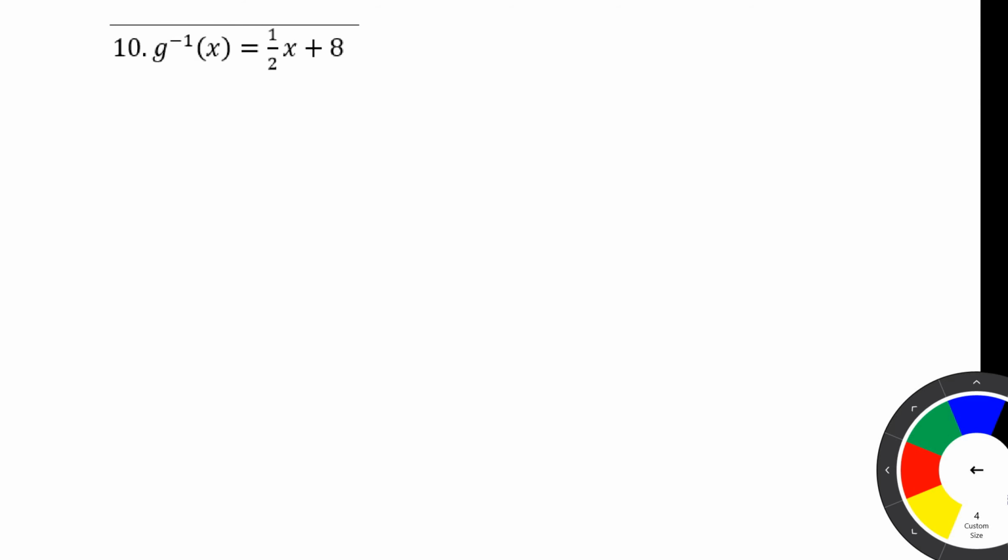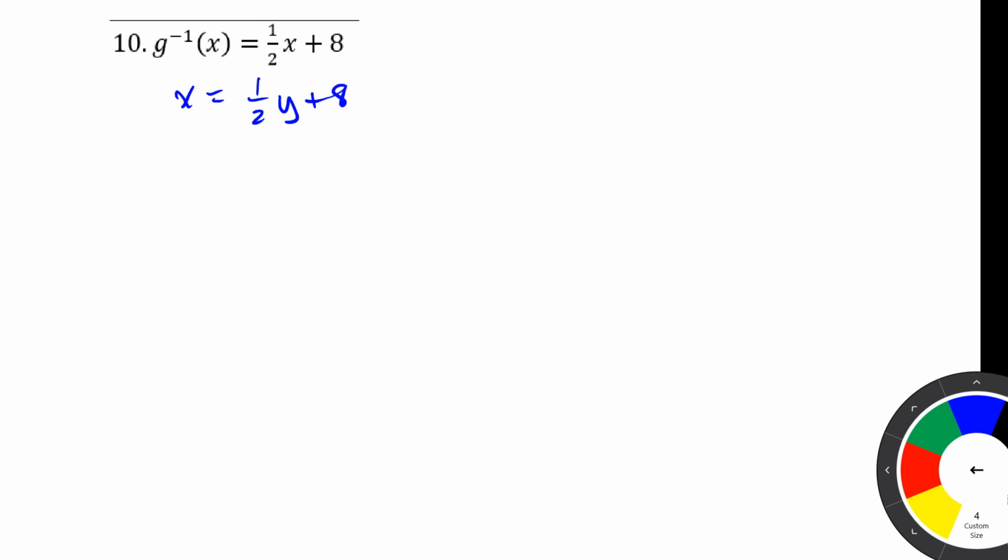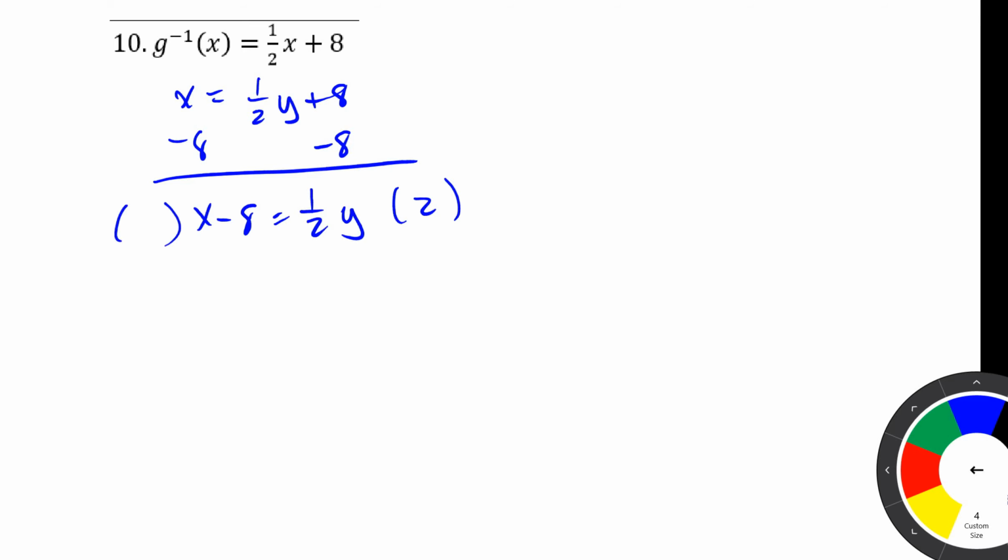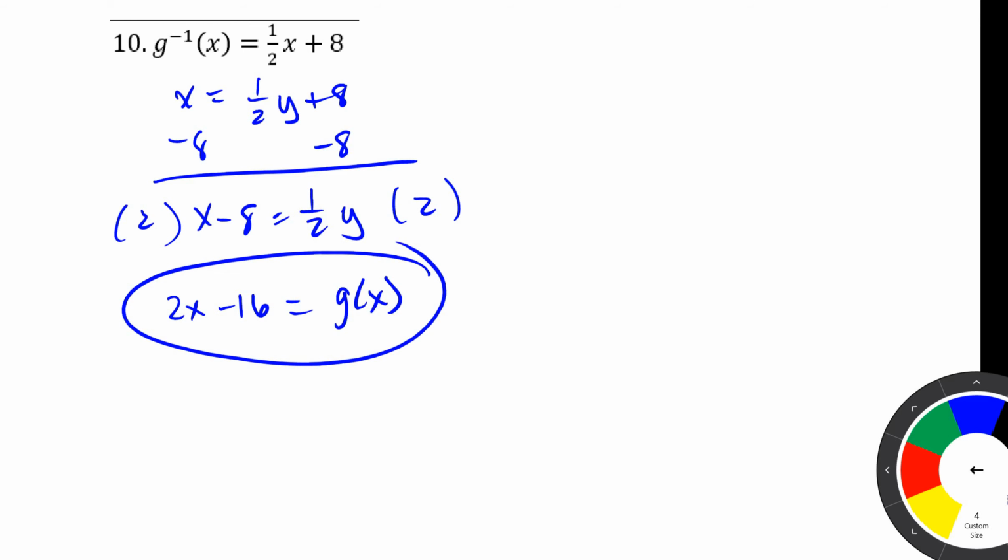Number 10 is the same thing. So if we switch x and y, I then would subtract 8 from both sides. So x minus 8 equals 1/2 y. Multiply both sides by 2. So I have 2x minus 16 equals g of x, because that y would then be by itself. Pretty straightforward.